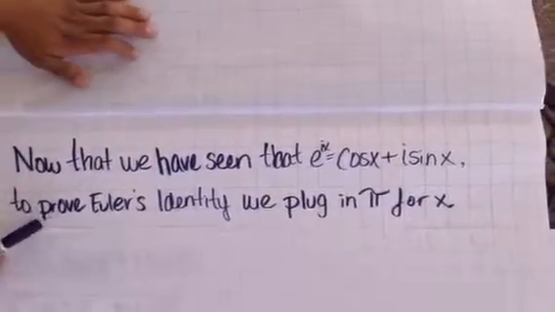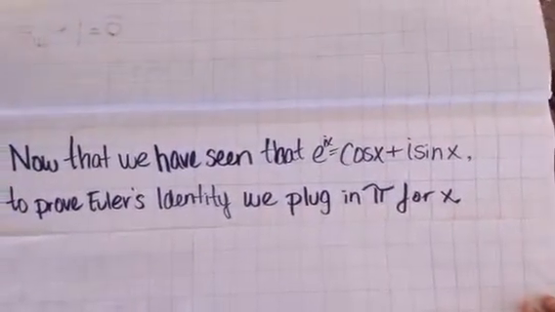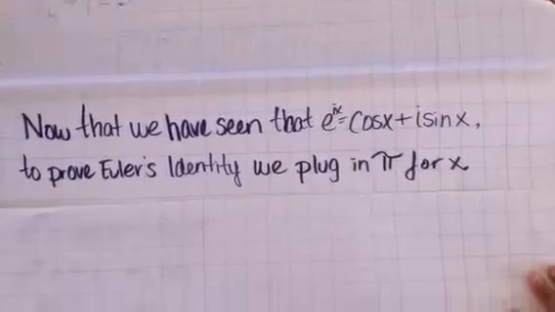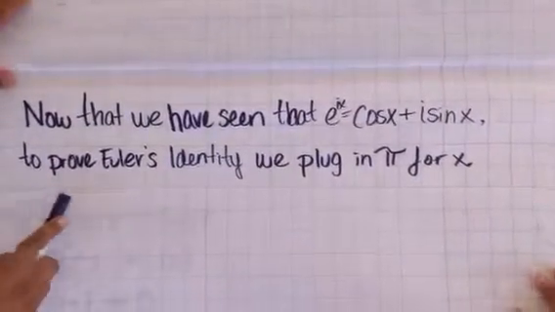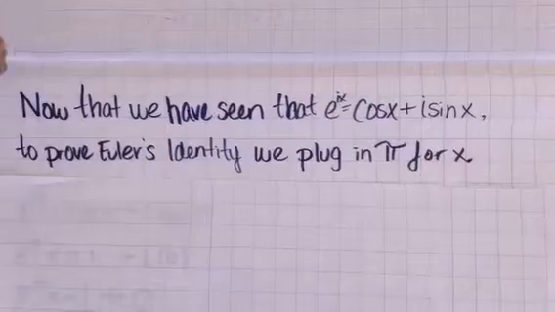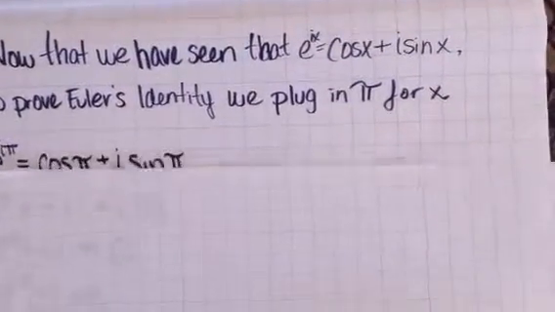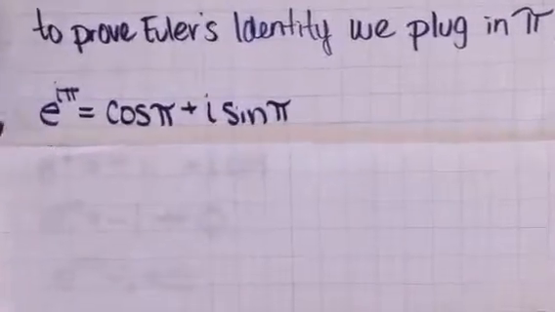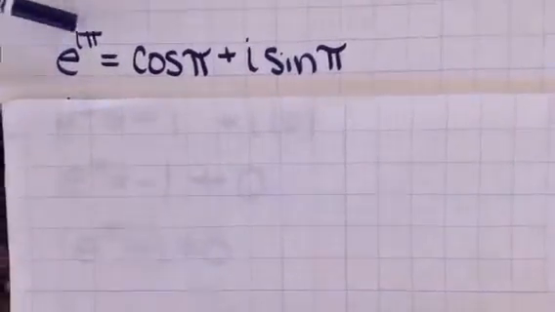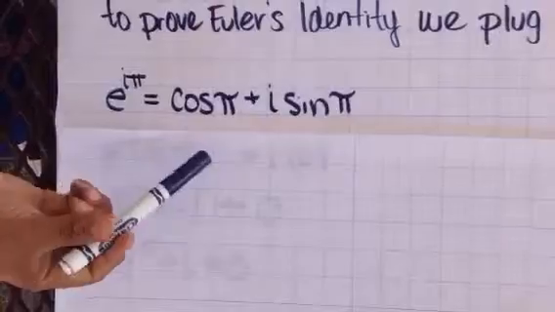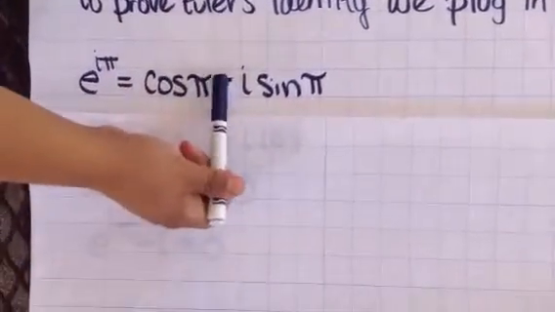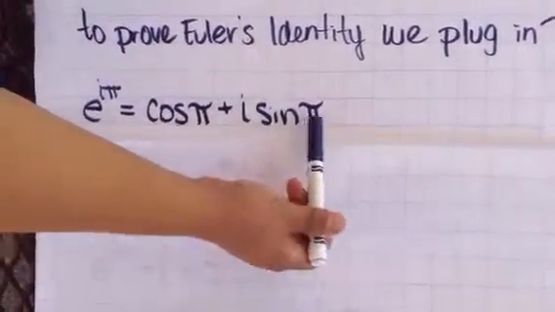Now that we have seen that e to the power of ix equals cosine x plus i sine x, to prove Euler's identity, we will substitute pi for x. As we can see, e to the power of i pi equals cosine pi plus i sine pi.